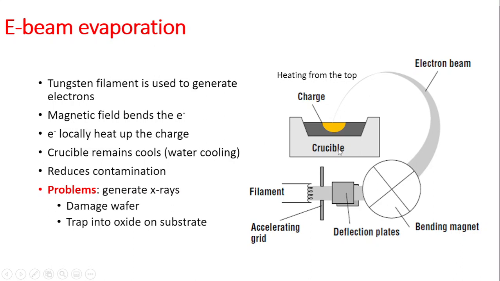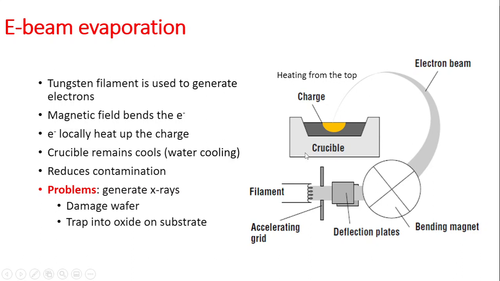And also the crucible is cooled via water at the bottom, so relatively the crucible does not get heated in the case of e-beam evaporation. And because of this, you are basically reducing the contamination that could arise if the crucible gets heated.